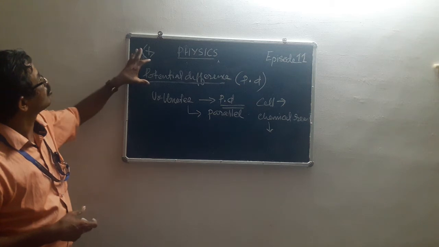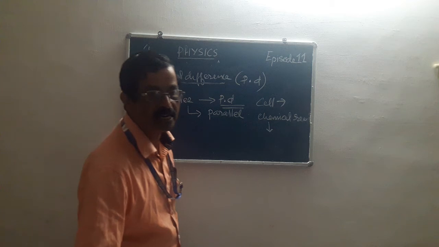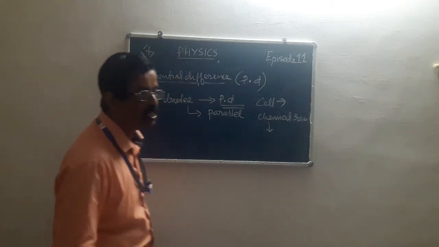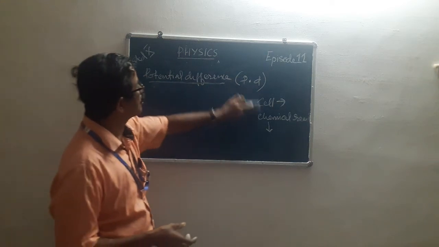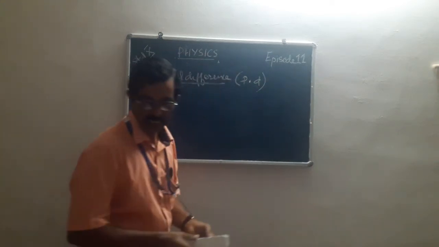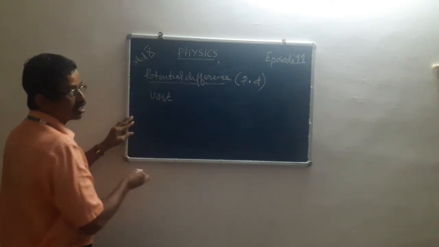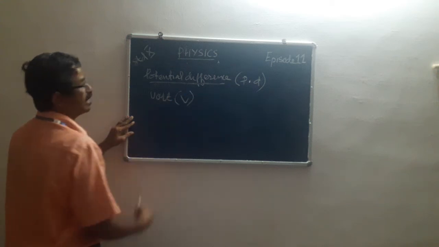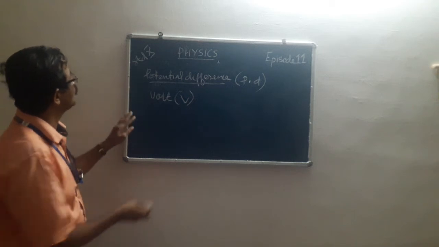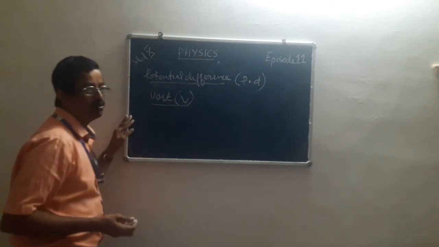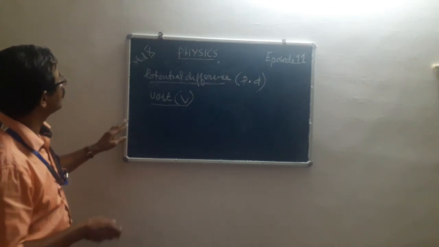Now, what are the things you want to remember? What is potential difference? It is the work done to move a unit charge from one point to another. And what is the unit of potential difference? The unit is volt. V is the letter used to represent volt. And the unit volt came from the name of the scientist Alessandro Volta.